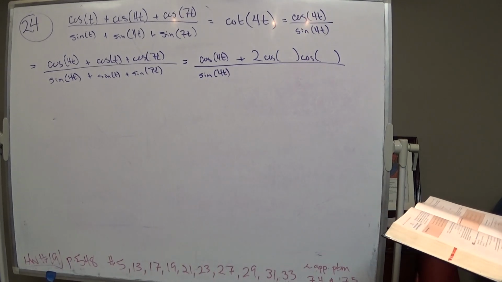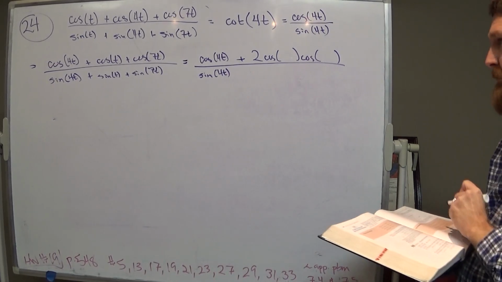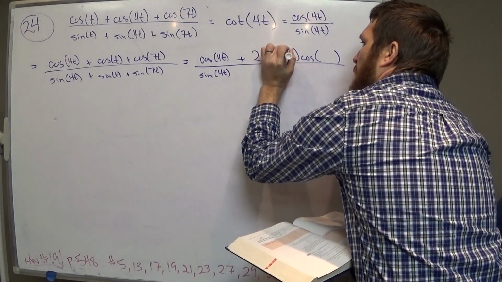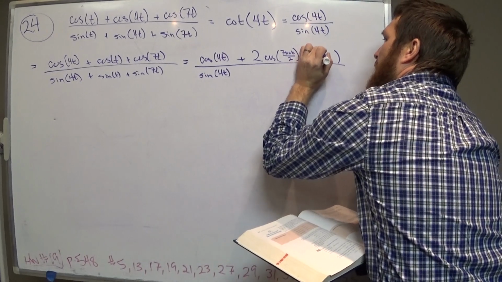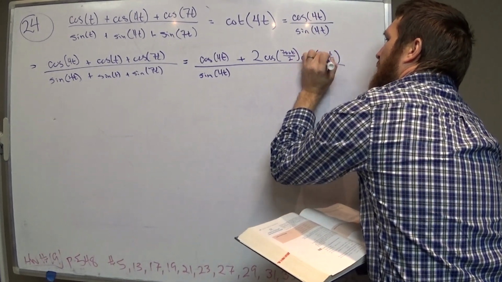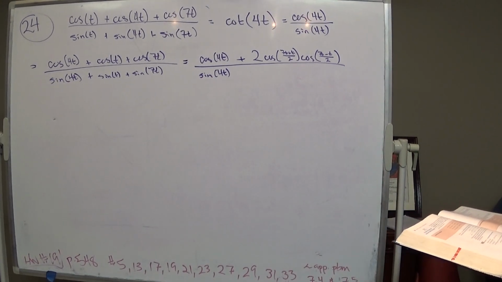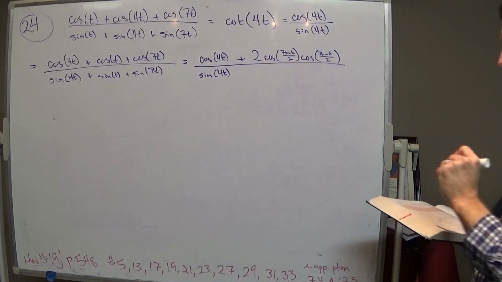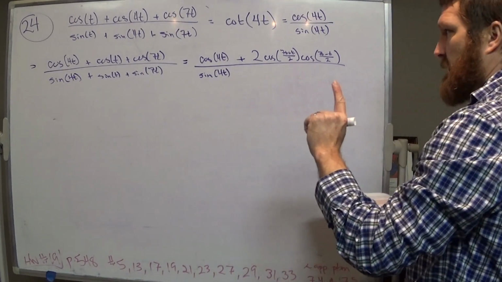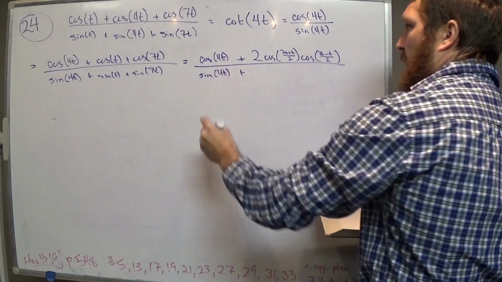Now what it says to do is it's the average and then the difference. So 7t plus t over 2 and 7t minus t over 2. So 8t over 2 and 6t over 2. Okay, give it a second, we'll get there. Let's do the bottom one.